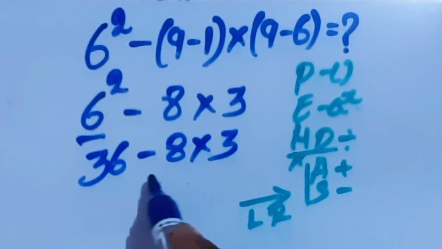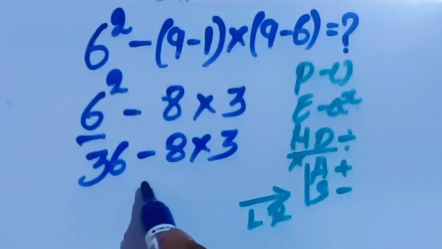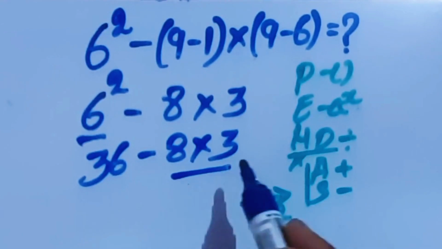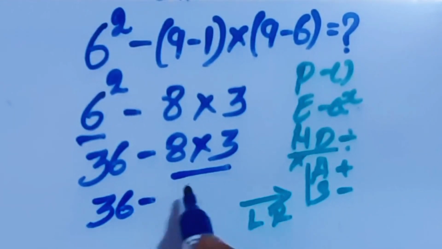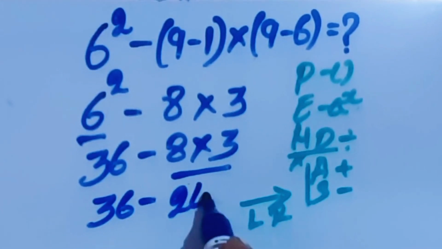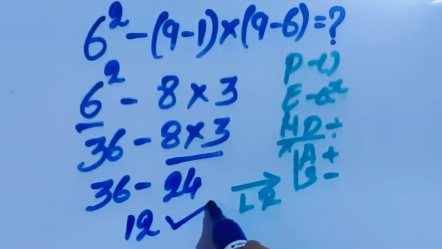Here we have subtraction and multiplication. Multiplication is higher priority than this subtraction. So we have to do this multiplication here. So 36 minus here it is 24. Now 36 minus 24 is 12. 12 is the correct answer.